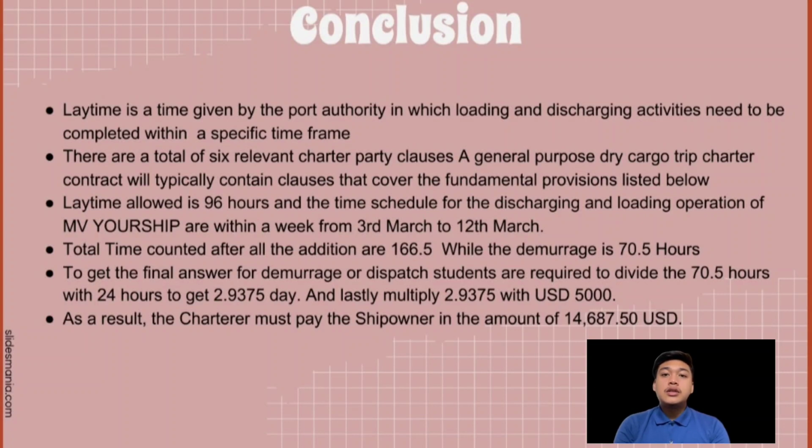Laytime allowed is 96 hours and the time schedule for the discharging and loading operation of MV Yoshid is within a week from 3rd March to 12th March. Total time count after all the additions is 166.5, while the demurrage is 70.5 hours. To get the final answer for demurrage or dispatch, students are required to divide the 70.5 hours by 24 hours to get 2.9375. And lastly, multiply 2.9375 with 5,000 US dollars. As a result, the charterer must pay the ship owner an amount of 14,687.50 US dollars.